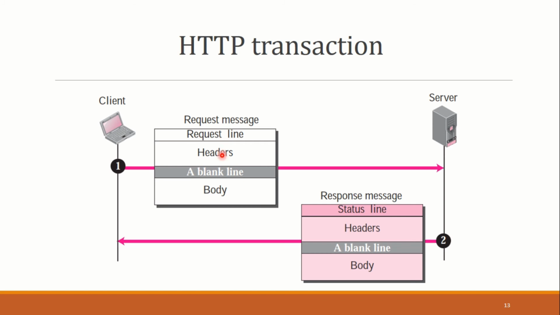Moving on to headers. After the request line, we can have 0 or more request header lines. Each header line sends additional information from the client to the server. For example, the client can request that the document be sent in a special format. Each header line has a header name, a colon, a space, and a header value.